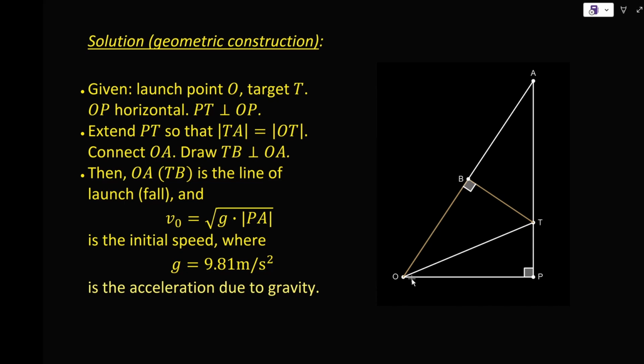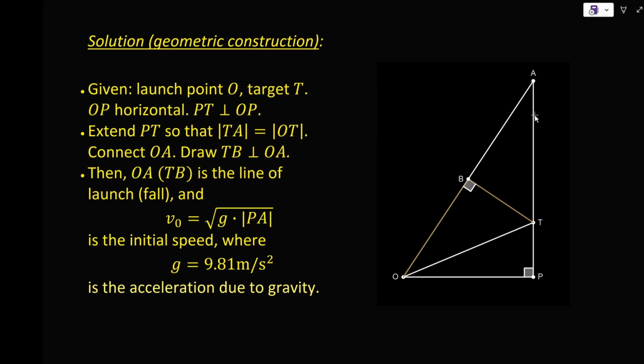Then we connect OA. After that, we draw a line that is perpendicular to OA through the point T. That line will intersect OA at B. So therefore, TB is perpendicular to OA. After this construction is completed, we then claim that OA is the launch direction of the optimal arc. That is the arc with minimum impact speed when the projectile reaches the target T.